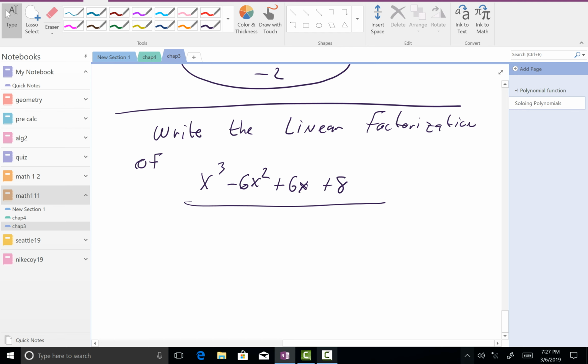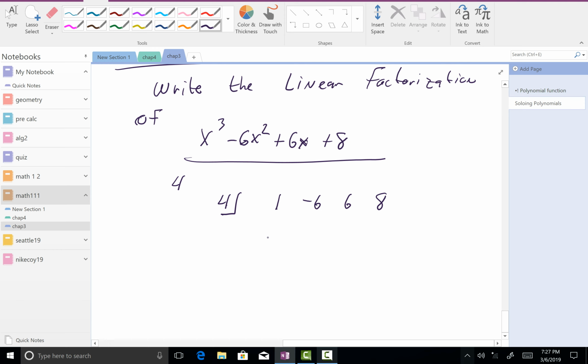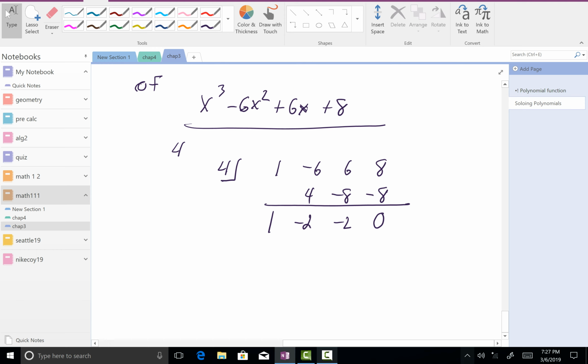There's a nice one at 4. Okay, sweet. So that's the one I'm going to do my synthetic division on. So I do synthetic division, break it down. All right, now I have this. Okay, so it's a linear factorization. All right, we could just say, well, isn't this good enough?